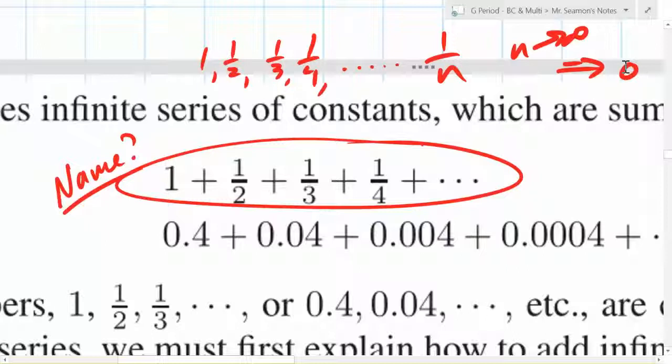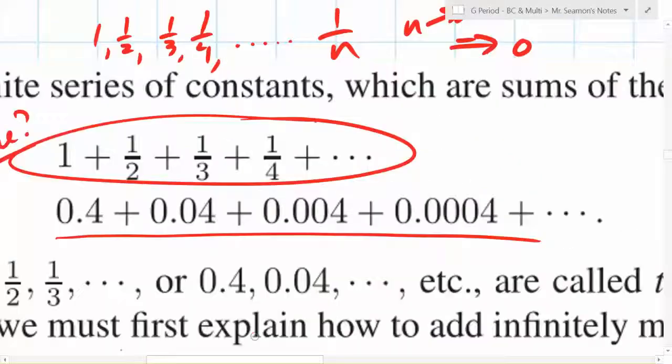Are the terms getting smaller? They are getting smaller, right? So do you think that the sum of the terms is going to converge? No. Or do you think it's going to diverge? But they're getting infinitely small. What kind of series is that? Anybody know what kind of series that is? Someone said it. It's geometric. Why is it geometric?